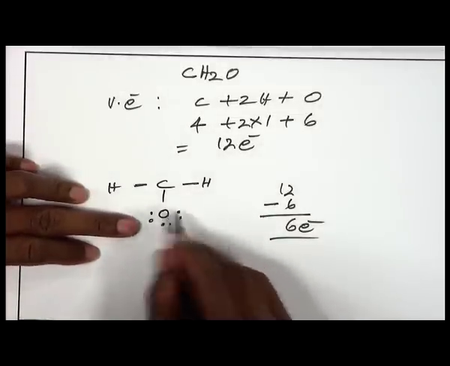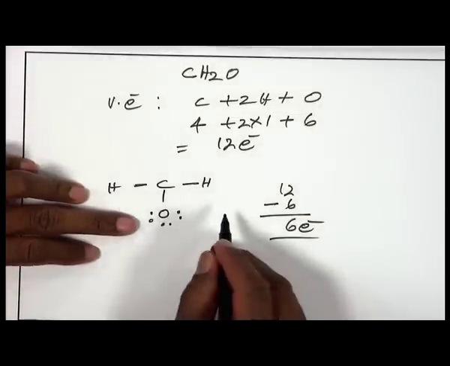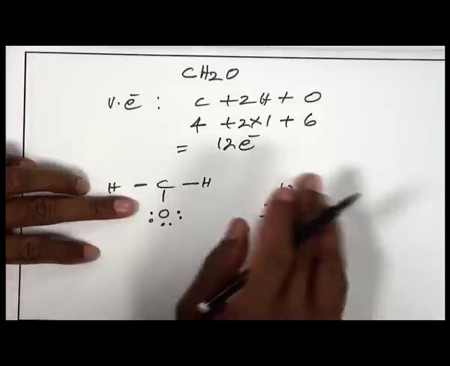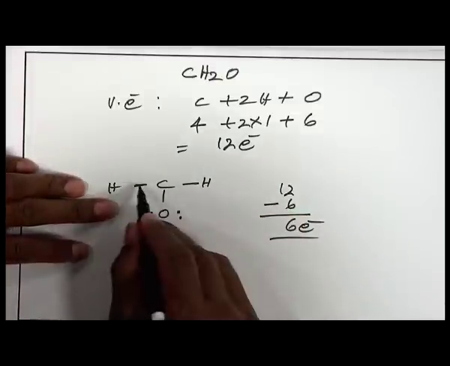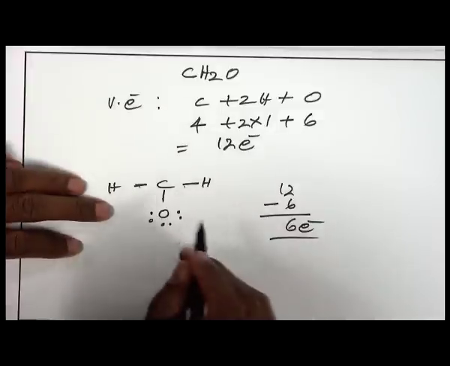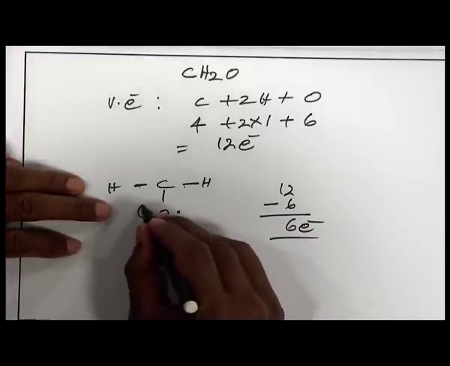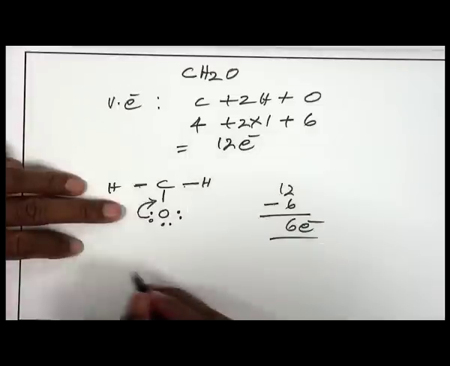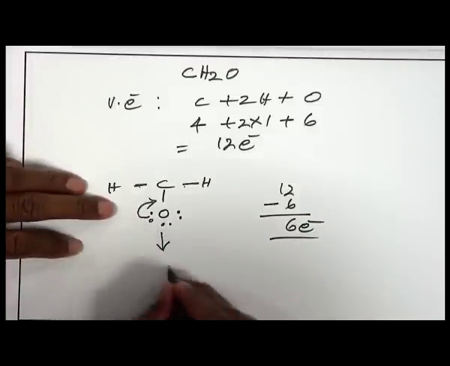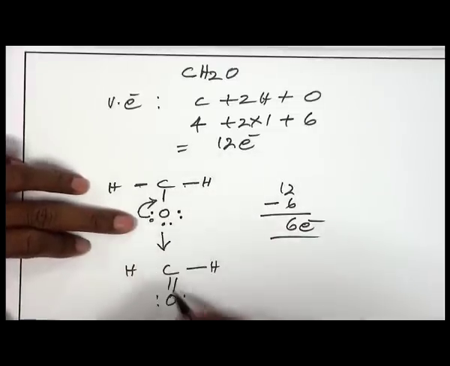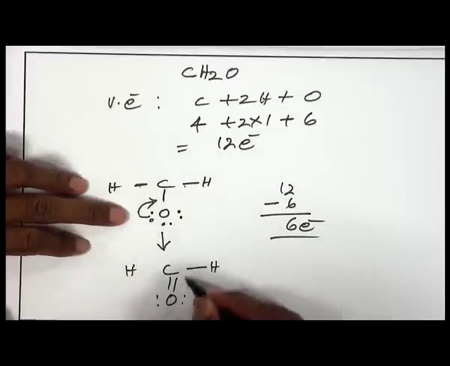If you put the 6 electrons on the oxygen atom, this oxygen atom attains 8 electrons. But if you look at the number of electrons around this carbon atom, it is not 8, it is only 6: 2 electrons, 2 electrons, 2 electrons. Then what to do? You have to take a lone pair of electrons from the oxygen atom towards the carbon atom, giving a double bond like this. So basically we converted a lone pair of electrons to bonding electrons.